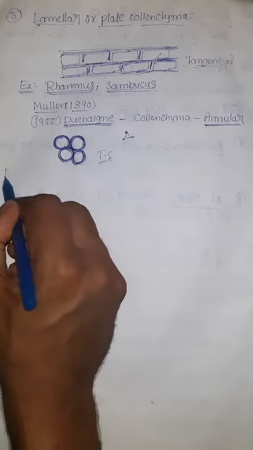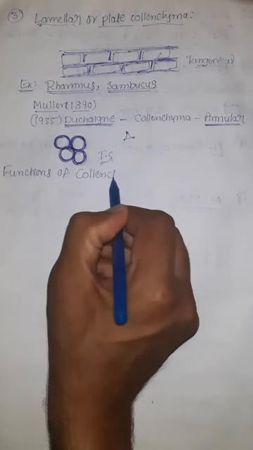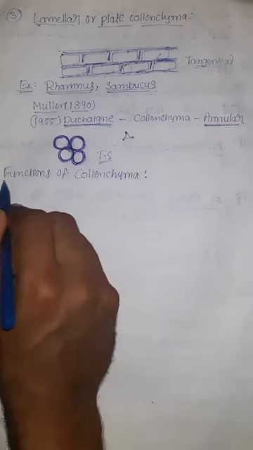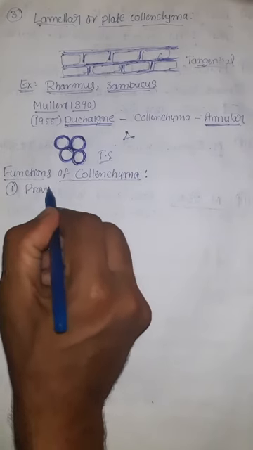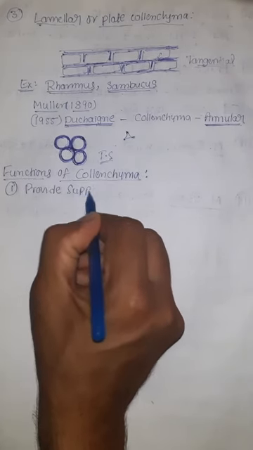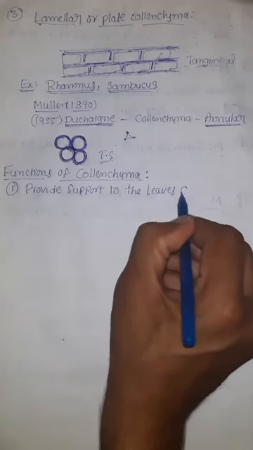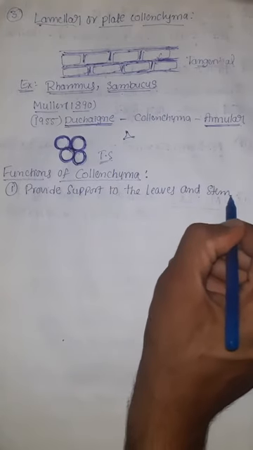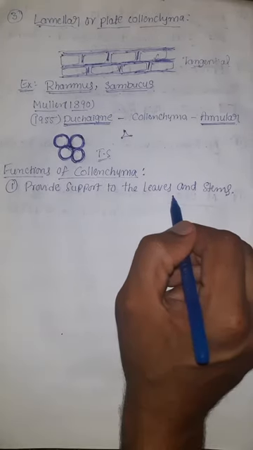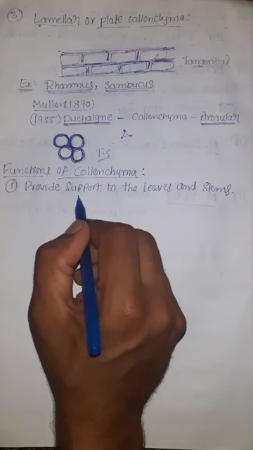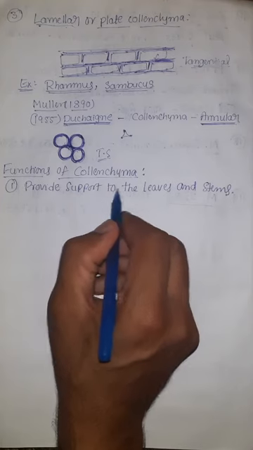Now we will see the functions of collenchyma. The main function is to provide support to the leaves and young stems. We already discussed that it is a mechanical tissue. Though it is a living tissue, it also acts as a mechanical tissue.